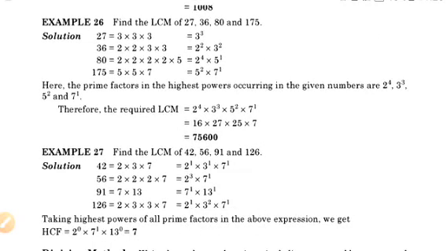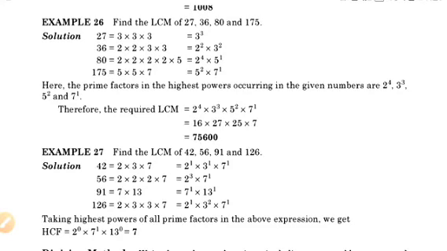Okay, let's try another example. We are given numbers 27, 36, 80 and 175. Prime factors for 27 are 3, 3, 3, that is 3 power 3. For 36 we have 2 power 2 and 3 power 2. For 80 we have 2 power 4 and 5 power 1. And for 175 we have 5 power 2 and 7 power 1.